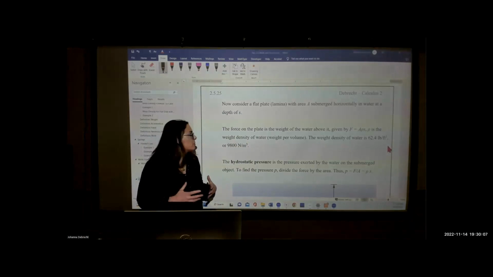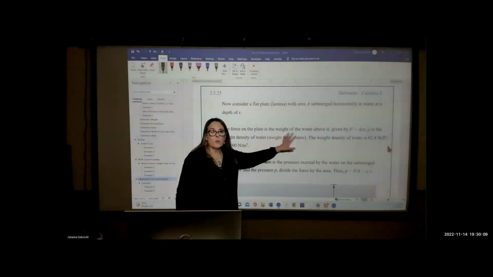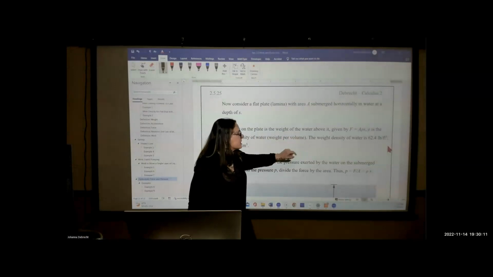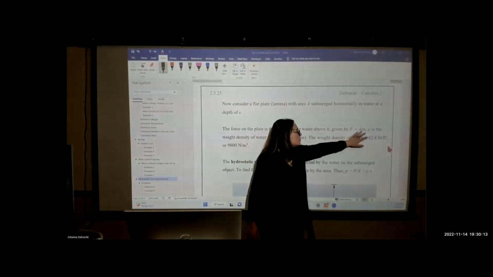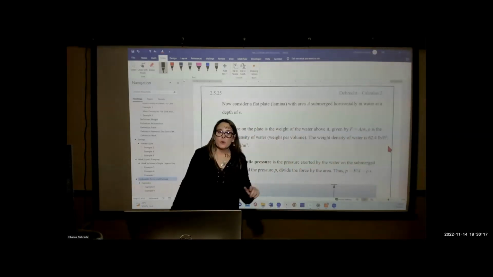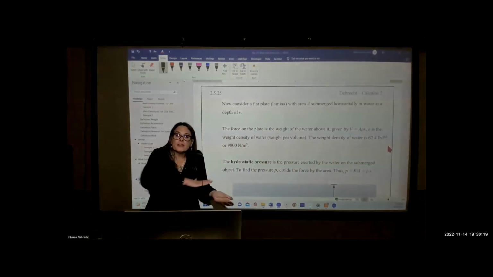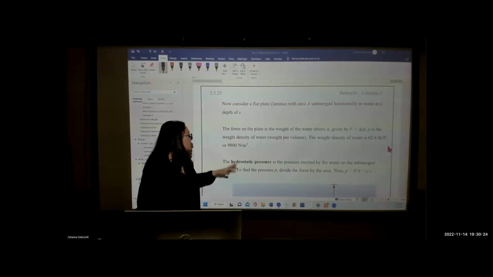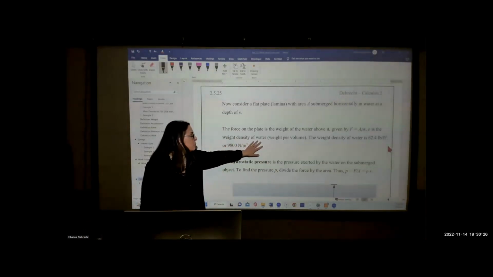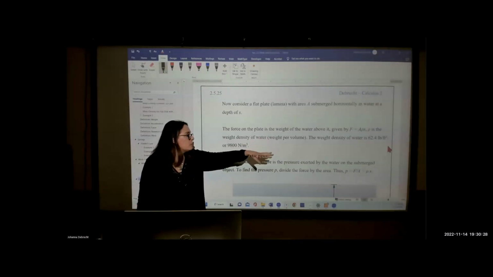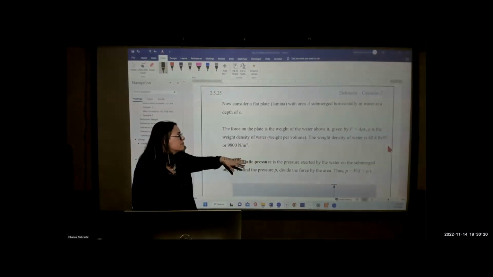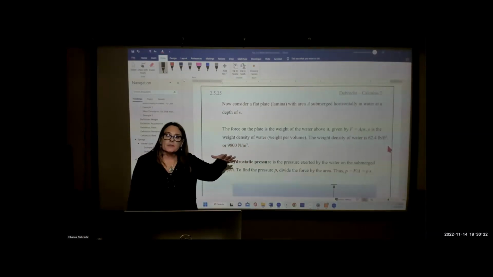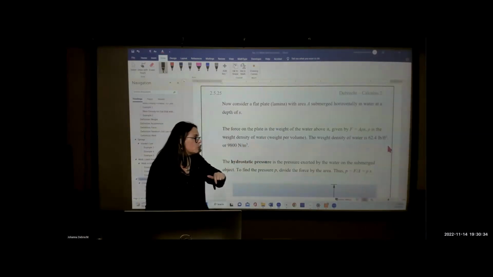Now, the force on the plate is going to be the weight of the water above it. So that's given by the force equal to A times rho times S. Now, A, of course, stands for the area of the flat plate. We're considering it to be roughly 2-dimensional. Rho is the weight density of water, which is 62.4 pounds per cubic foot. And then S, of course, is the depth of the plate in the water.